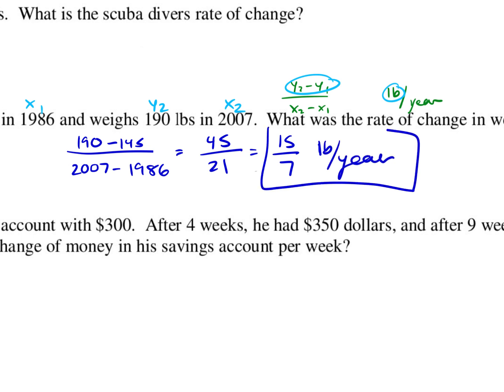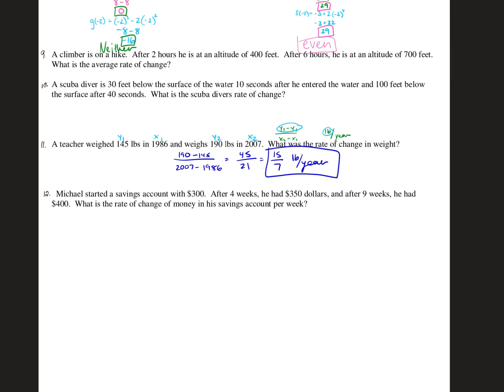For these questions, I need to see the units in your answer. So you can't just say 15 over 7. You'll lose points if you don't put the pounds per year. I need to know what you're talking about. The next question says, what's the rate of change of the money in his savings account per week? So we're talking about how much money per week.